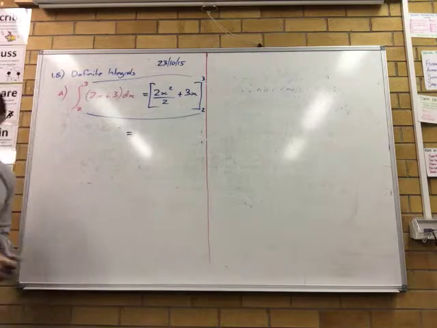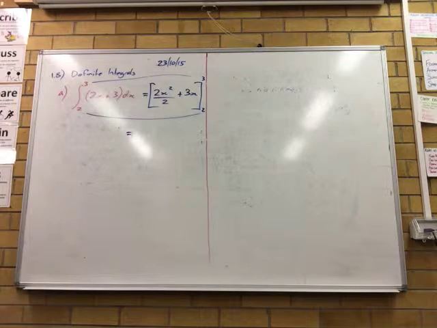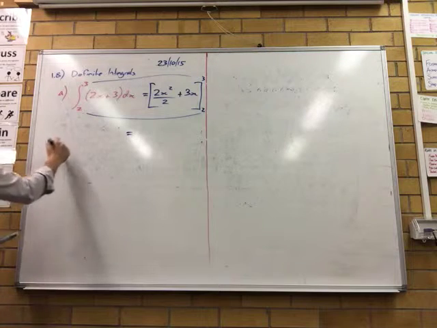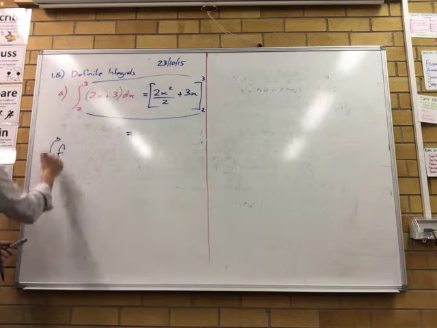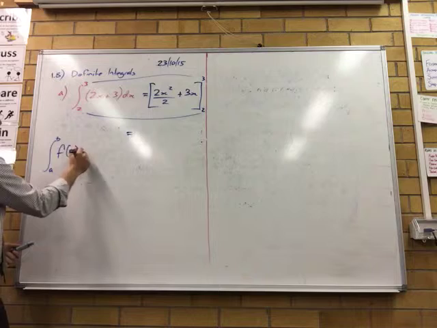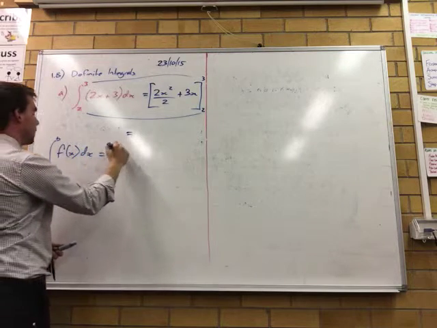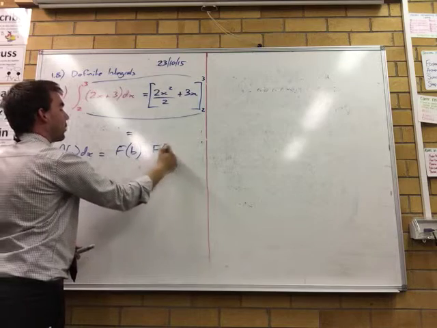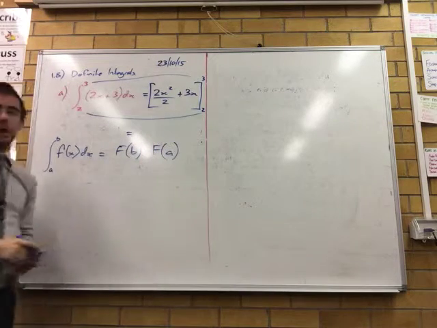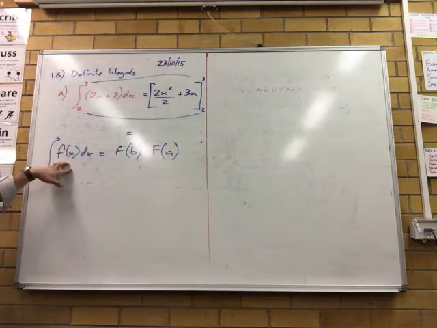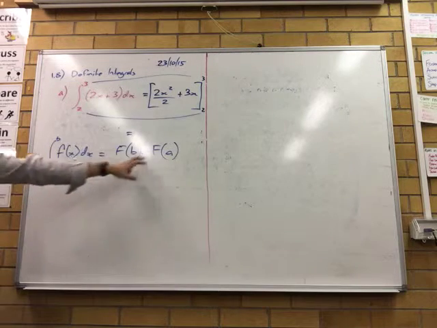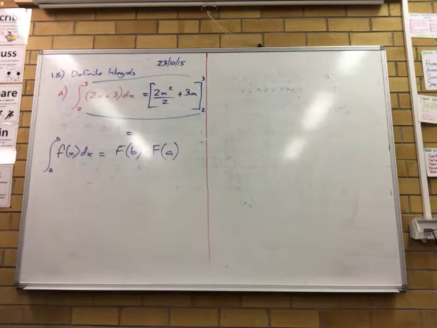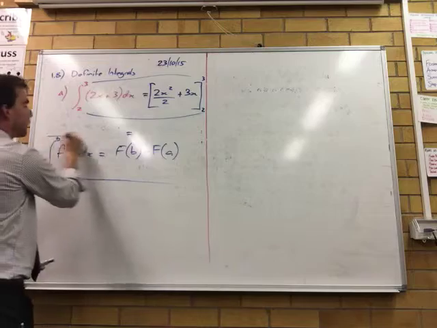We talked about the fundamental theorem of calculus last week. The integral from a to b of f of x dx is equal to capital F of b, take away capital F of a, where capital F is the primitive function, and b and a are the endpoints of integration. So that's what we're doing.